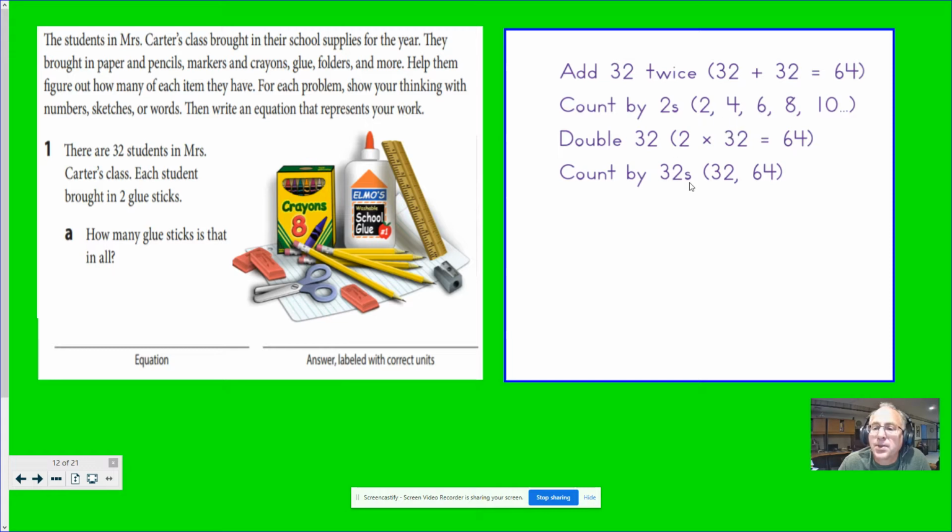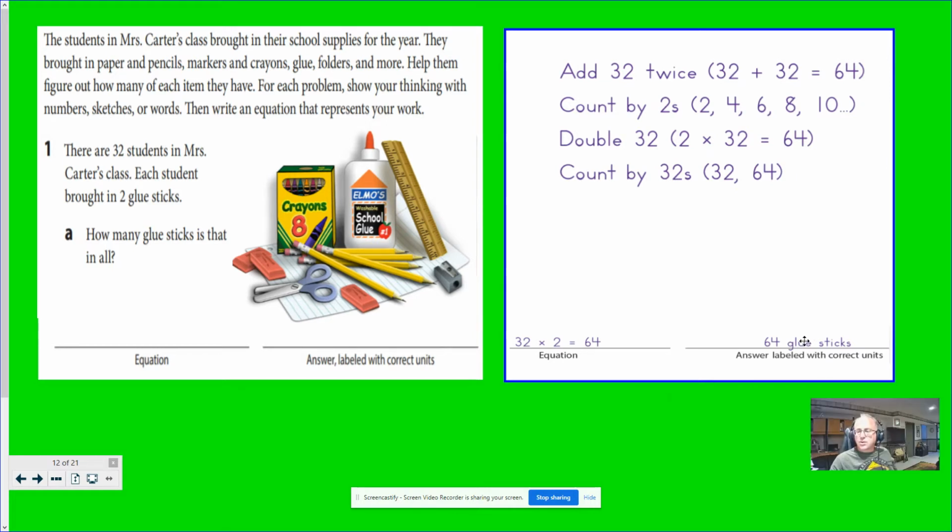You could count by 32. So you could have done something like that too. So your equation for multiplication would have been 32 students times two glue sticks, or you could have done two glue sticks times the 32. You could have done the turnaround. Either way would work. And you got 64 glue sticks.